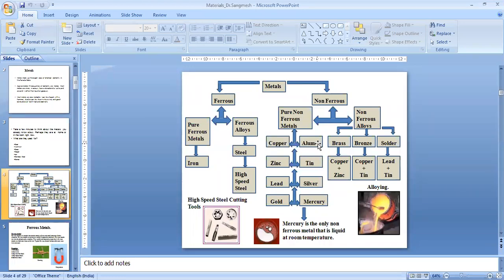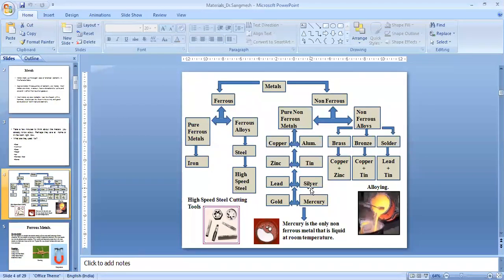More or less they have very high thermal conductivity. So wherever a heat transfer application is required, we use either copper or aluminum. Sometimes we use zinc and tin also. We have seen lead, silver, gold. Also mercury is a pure non-ferrous material. And it is very interesting to note that mercury is the only non-ferrous material that exists in liquid state even at room temperature.